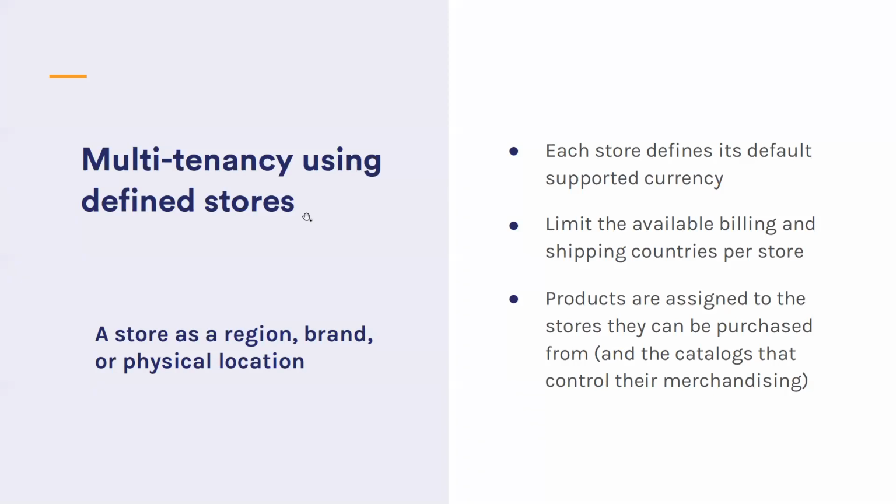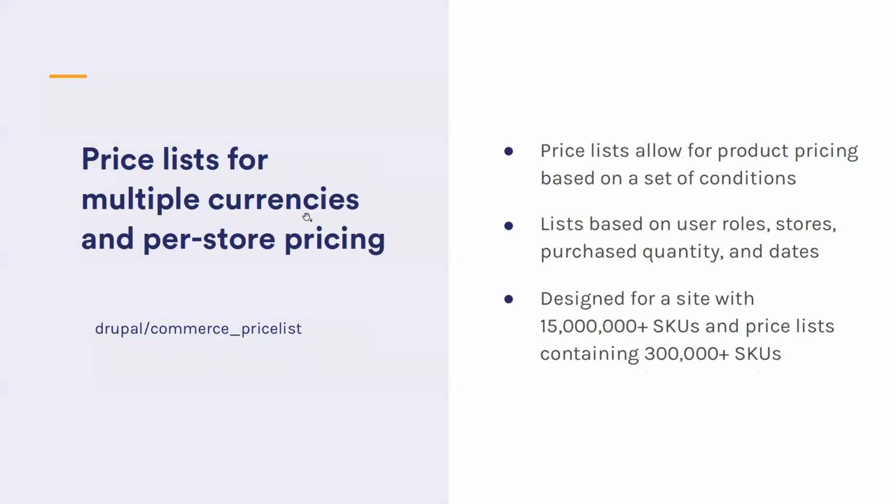Each store is able to define its default currency. So if you have an Italian store, it can be euros. If it's a store in the UK, you can say it uses the English pound. You're also able to limit who can purchase for a store by limiting the billing and shipping countries per store. And then products can be assigned to each store, so that way you can have products that are only allowed at specific locations, and that helps you control your catalog.